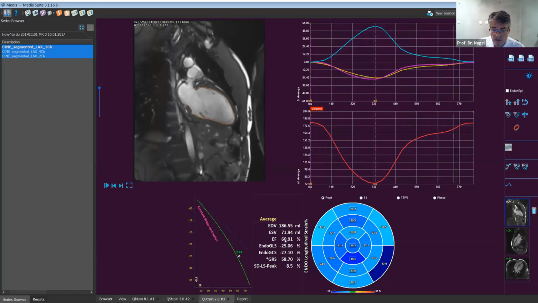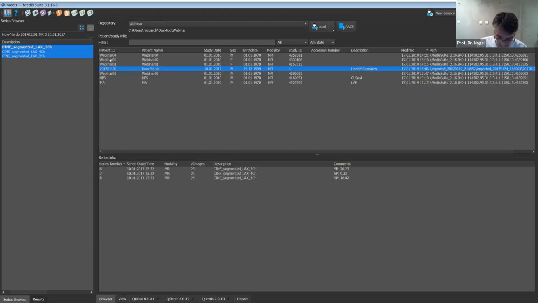Okay, so this one I think quite nicely demonstrated that, at least in good image quality data sets, we can achieve a high inter-observer or intra-observer variability. Let me then show you a different case. I'll go into this one first.